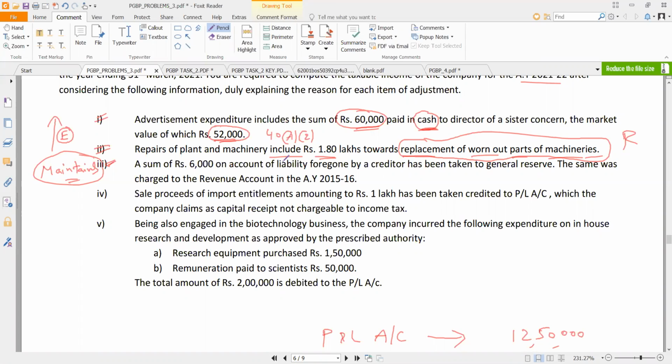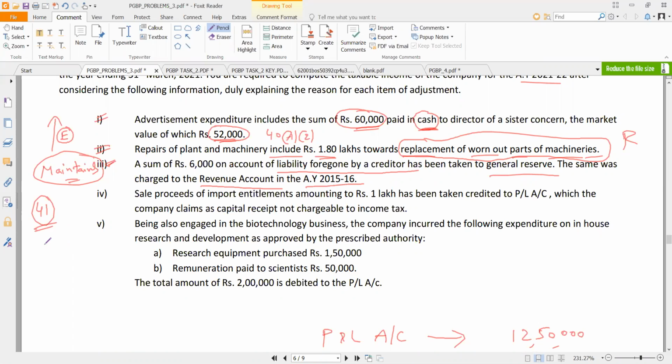Now, third point, a sum of 6,000 on account of liability foregone by a creditor has been taken to general reserve. The same was charged to the revenue account in earlier year, sometime back. See, again, we don't need this particular section. There is a section called section 41. We'll see that later also, but we don't need that. Common sense. So far, how many times we have seen this?